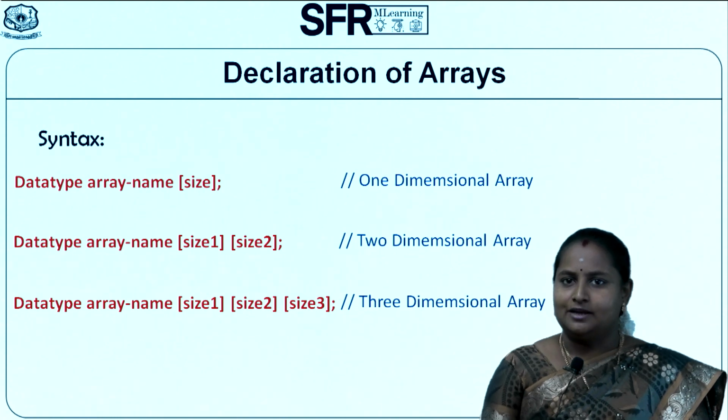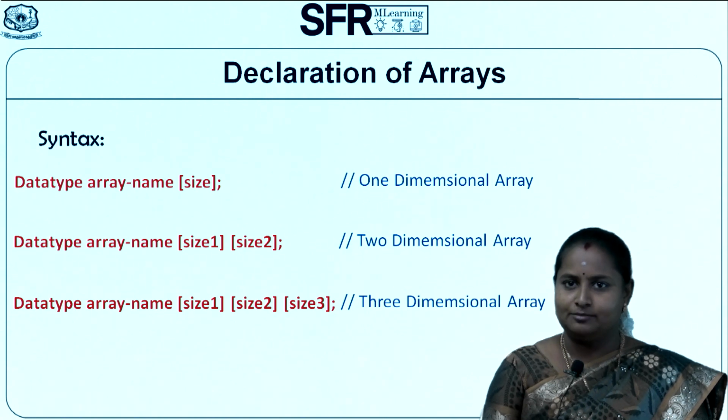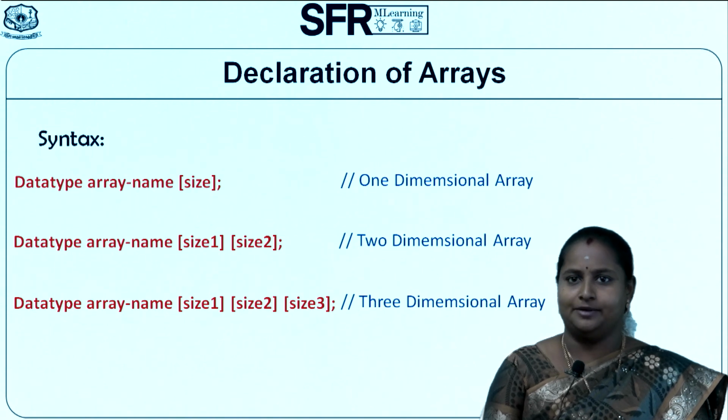Followed by data type, we have to specify the array name. For array name, the rules specified for identifiers and variables in C must be followed. That is, it must not start with a number, it must not start with a special symbol, like that. The rules for identifiers and variables must be followed for array name.